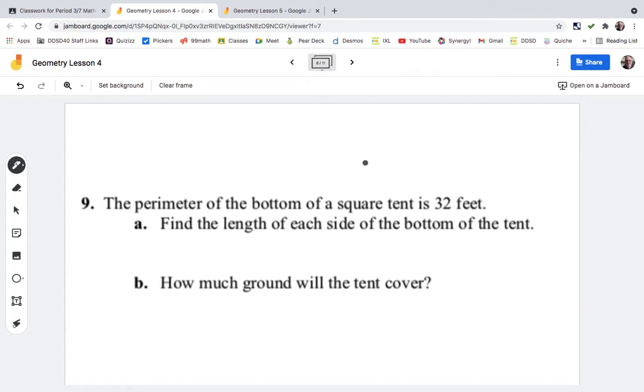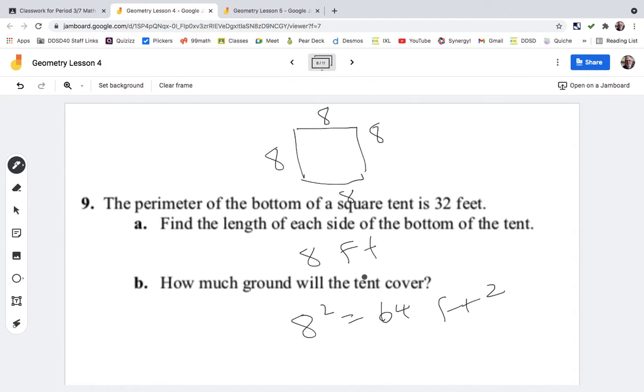The perimeter of the bottom of a square tent is 32 feet. So here is the bottom, and so if we put 8 on each side, 8 feet, then each side is 8 feet, and it covers an area of 8 squared, which is 64 square feet.